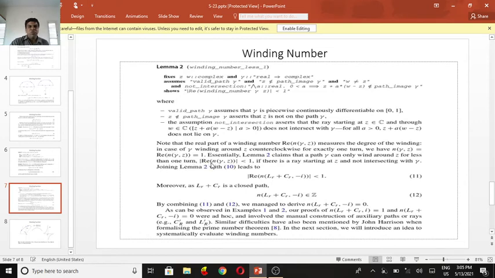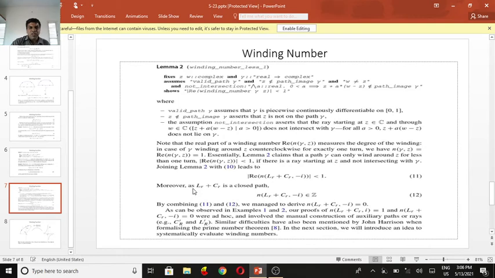The residue of n(gamma, z) is less than 1 if there is a ray starting at z and not intersecting with gamma. Combining this with lemma 2 leads to the residue of n(L_R plus C_R, minus i) being less than 1. I call this equation 11.